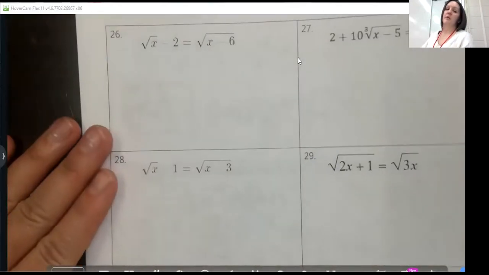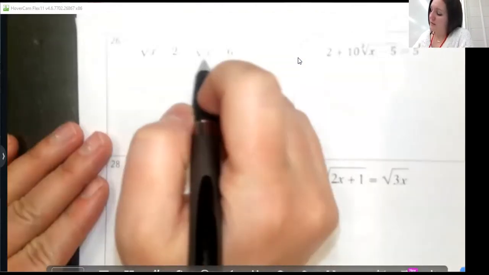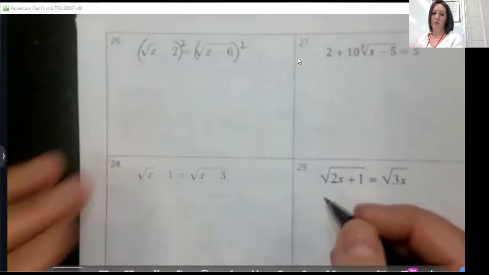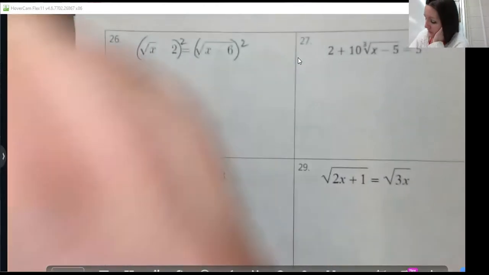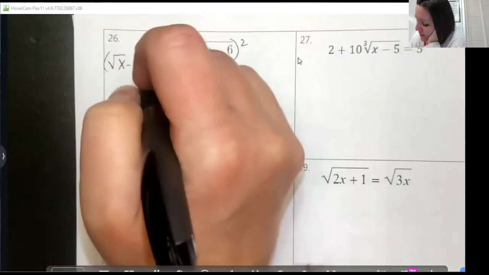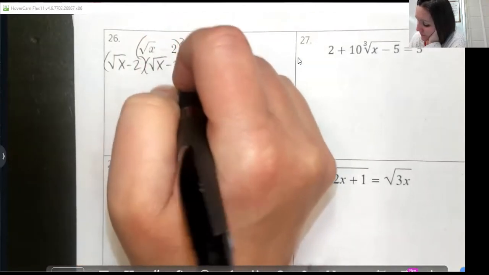All right, last page. I remembered this time. Now we have some higher powers. 26. It's isolated over here. We haven't really done one of these in class, but that's okay. I think you'll be fine. So we have the square root of x minus 2 squared, which means we have to FOIL, equals x minus 6.